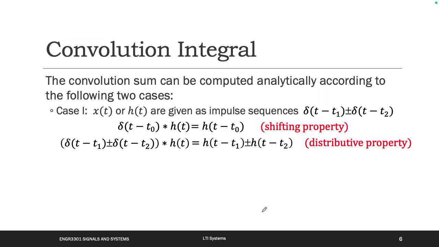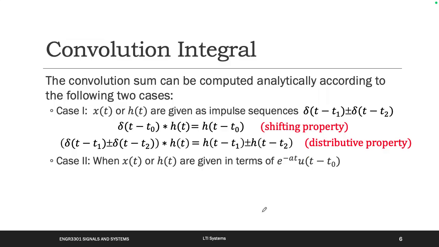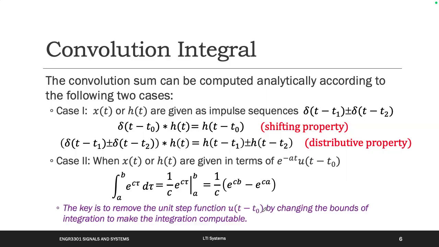Not only those two, but also the commutative and associative properties. Case two is when x(t) or h(t) are given in this form. Then you need to convert your convolution integral to this form, and if you can, you can use this equation. The key for this one is to remove the unit step by changing the boundaries of the integral to make the integration computable.